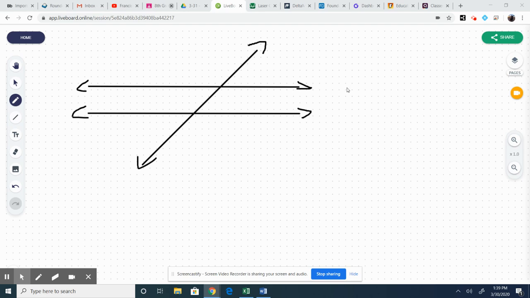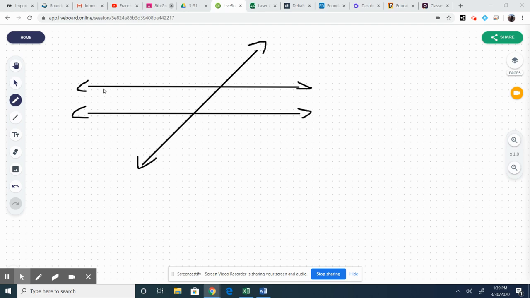So parallel lines, as you may know, are lines that will never touch. And in this case, these two lines right here are our parallel lines. They're going to keep on going forever and they will never touch. And then a transversal is a line that cuts through the parallel lines.